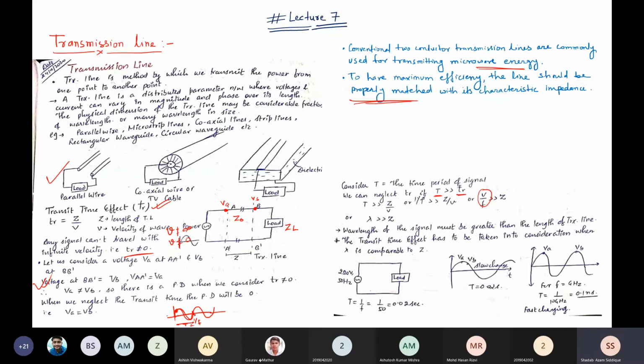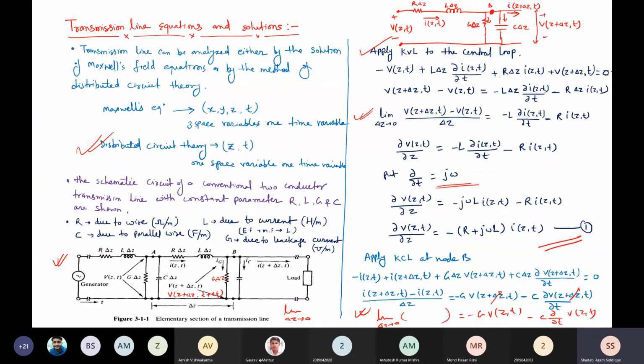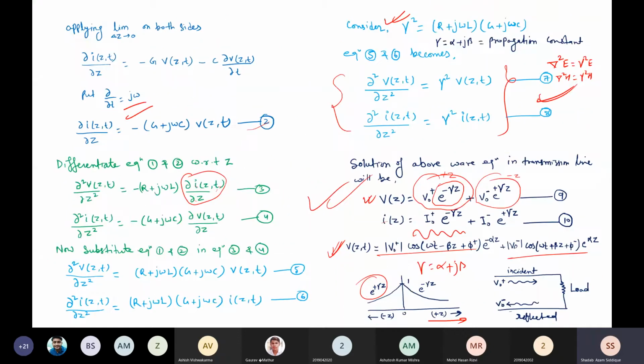Okay, in the last class we were discussing transmission lines. We went through the transmission line equation and the solution of the wave equation in a transmission line. We took the distributed circuit theory analysis and went through KVL and KCL, and we got a wave equation which is traveling inside the transmission line.